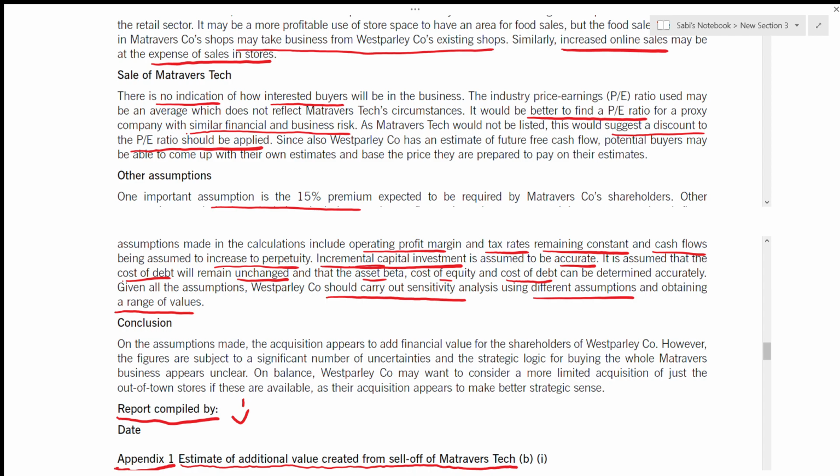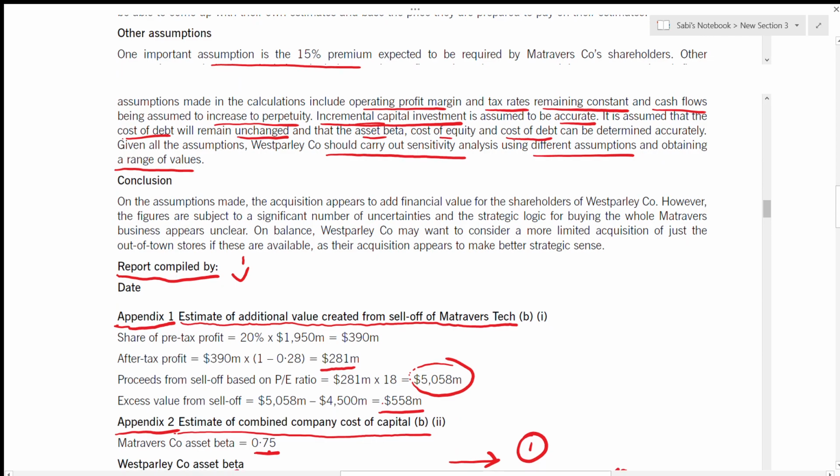Just say that it's better to go for a sensitivity analysis using different assumptions to obtain a range of values. It's better to take a decision when there's a range of values rather than just taking a decision based on one value only. And finally comes the conclusion.